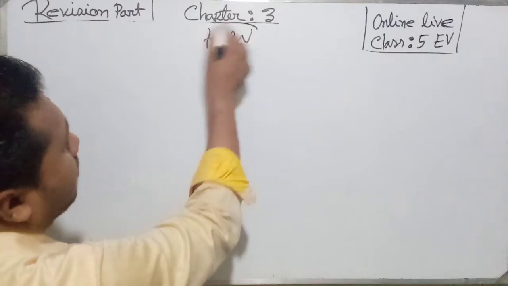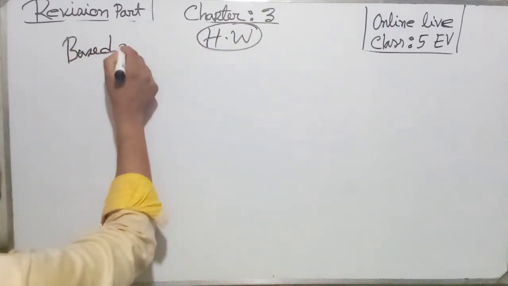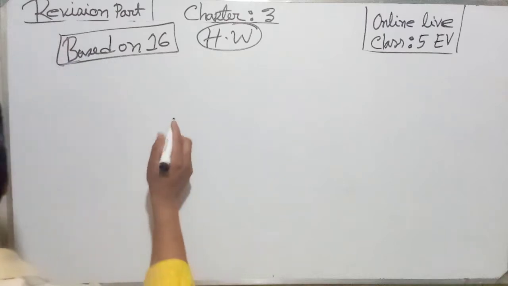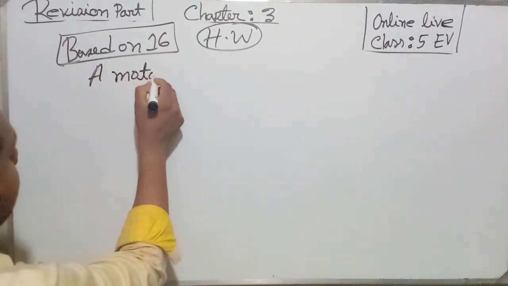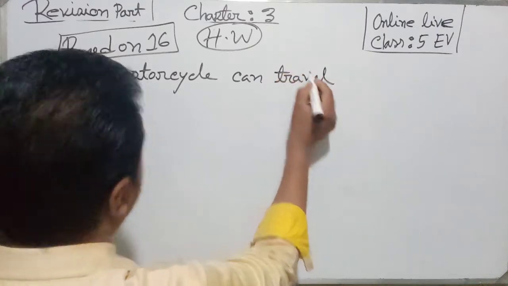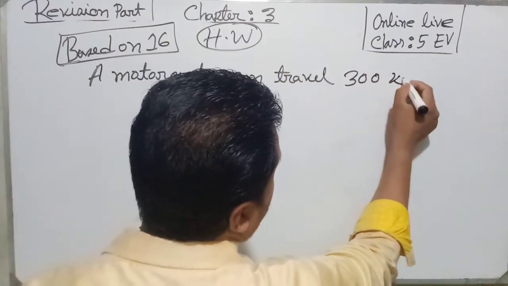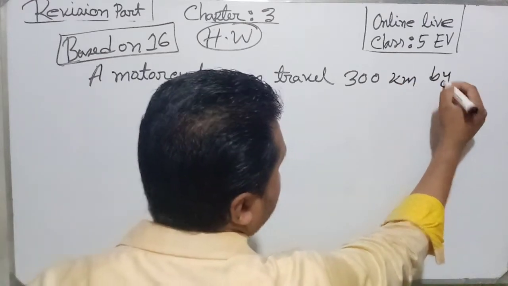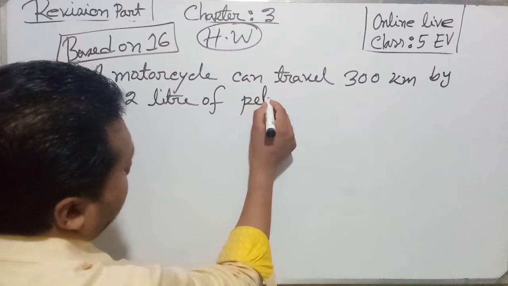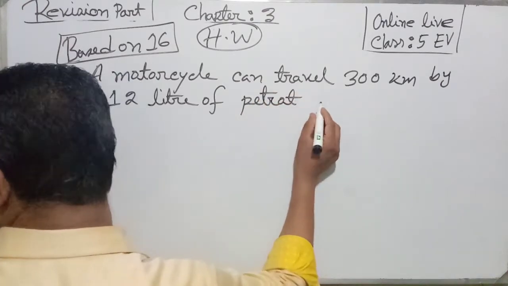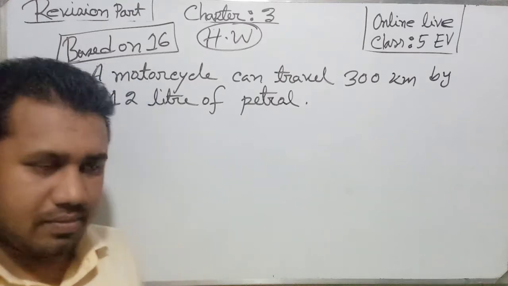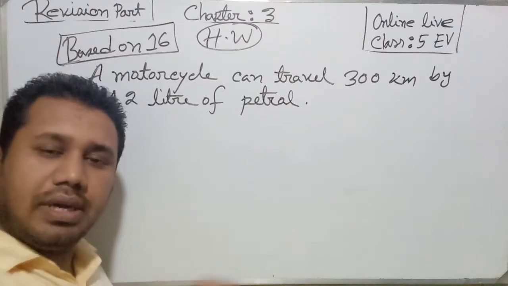Now, based on our problem number 16, we can write: a motorcycle can travel 300 kilometer by 12 liter of petrol. Look, this is our problem number 16. Now by using this information, we can make a creative question.